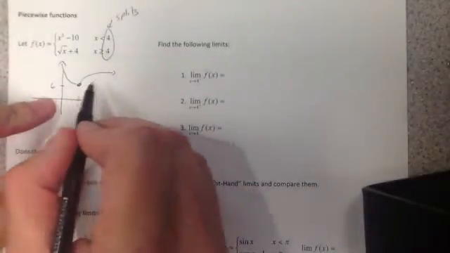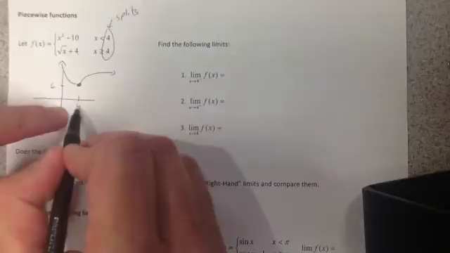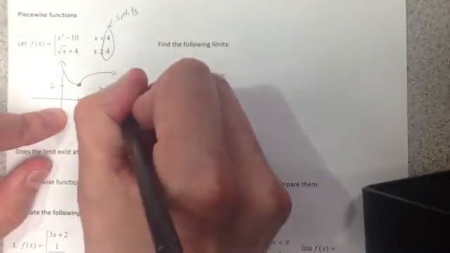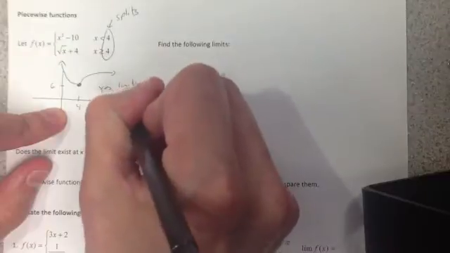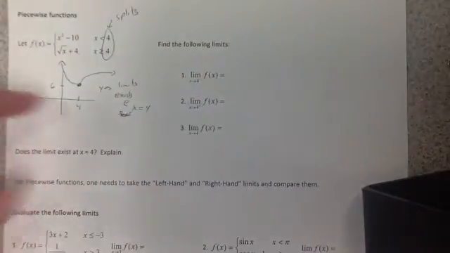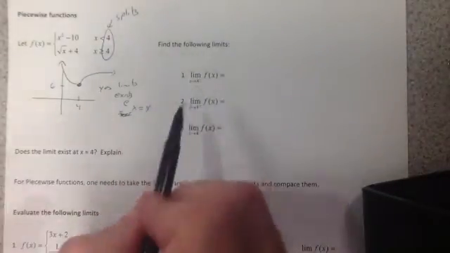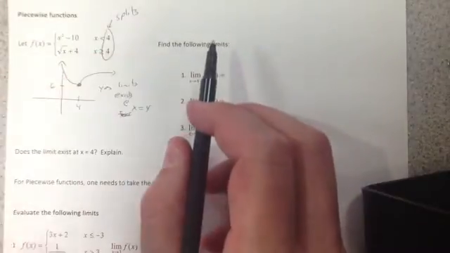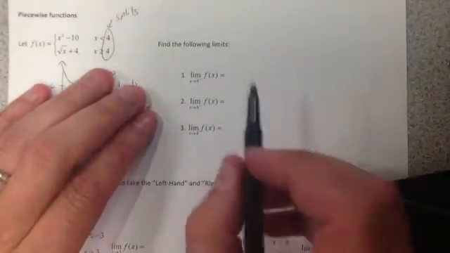Now, looking at this function, does it look like the limit exists at 4? Yes. The limit exists at x equals 4. We'll just write it that way. But how can we show that mathematically? Well, very easy to do. If you don't want to graph it, you can just use a little bit of algebra.